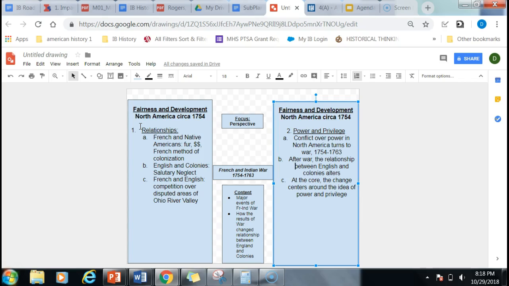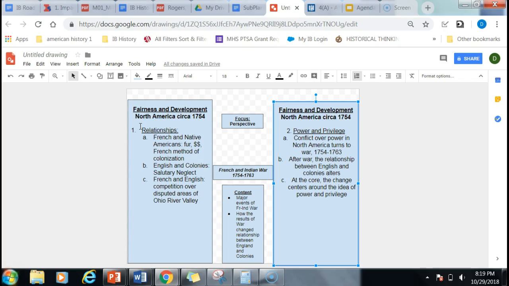The first relationship is the relationship between the French and the Native Americans. Remember, this one was built on the fur trade. It was mostly a trading and commercial relationship. Therefore, because the French and their method of colonization didn't really call for a large amount of permanent settlements, like the English, with Jamestown and Massachusetts and whatnot, the French and the Native Americans had a much friendlier, or less volatile, relationship than the English and the Native Americans did.